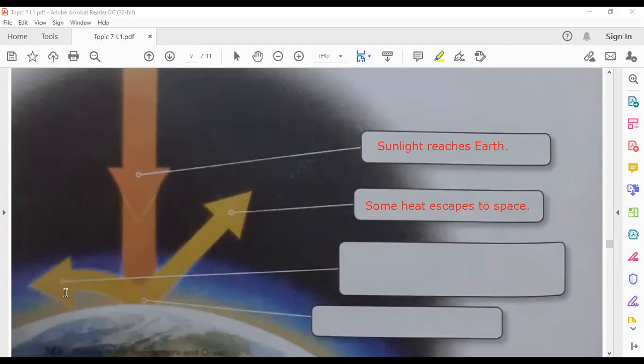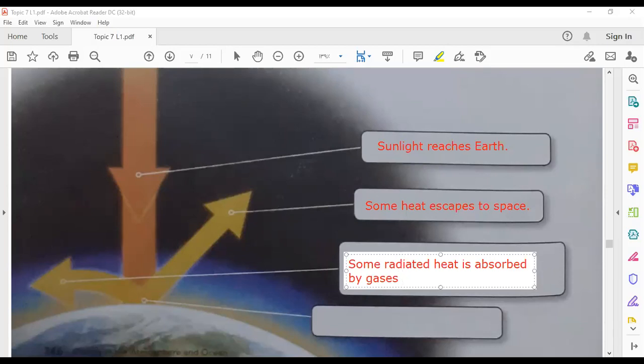Yalla, Nasreen. Is it reflected to go around Earth? Again. It's reflected to go around Earth, like to... Thank you. And absorbed by what? It is some radiated heat. Absorbed by water? By what? The atmosphere. Absorbed in the atmosphere, by gases in the atmosphere. Thank you, Nasreen. Some radiated heat is absorbed by gases in the atmosphere. These gases are called greenhouse gases, like carbon dioxide and methane.